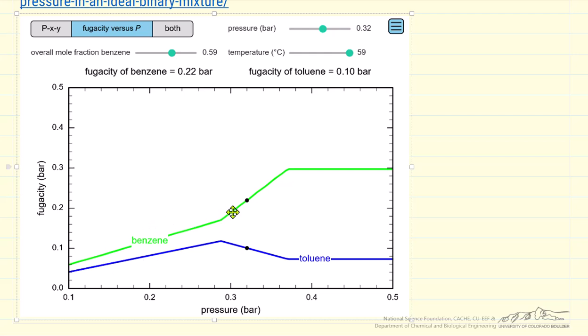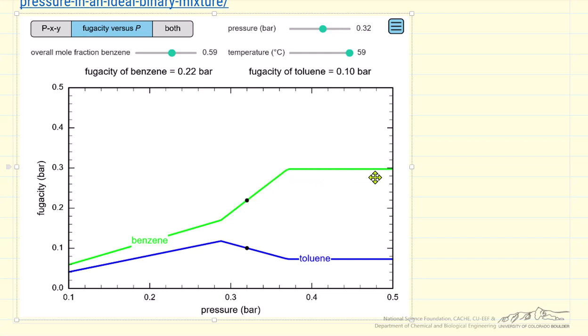Now, as we reach the point where we have vapor-liquid equilibrium, notice fugacity of benzene is going up and the fugacity of toluene is going down. This is because we're increasing the mole fraction of benzene in the gas phase, and we're increasing the pressure, and fugacity is that product, that partial pressure.